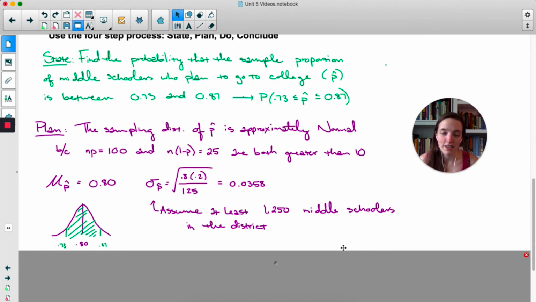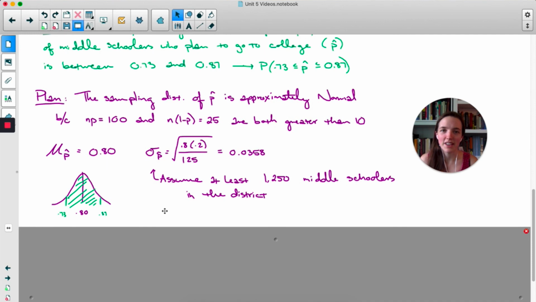So check the 10% condition for standard deviation. Then I like to do a little picture. So here's the sampling distribution of p hat, here's the mean, here's what we're trying to find: the probability that we get a p hat between 0.73 and 0.87. So yeah, that's the whole plan step.